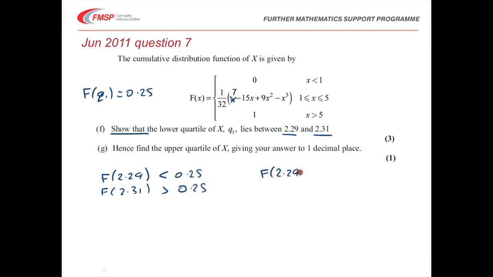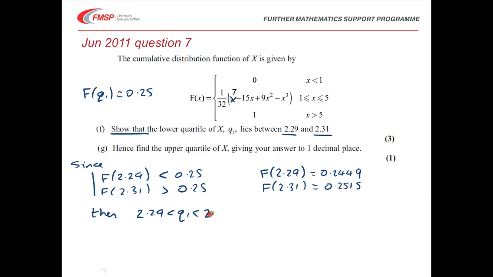So if we substitute 2.29, you can do all of this on your calculator. You don't need to demonstrate your working out. We just need to make sure that we've got a value that is below. It has to be the correct value, of course, but we need a value below and a value above. Okay, so that's going to get me 2 marks. We then need to say this. Since this information is true, then it's really important, this you're trying to show: 2.29 is less than q1 is less than 2.31. So you get 2 marks for substituting the values in. You then get 1 mark for getting your final statement.